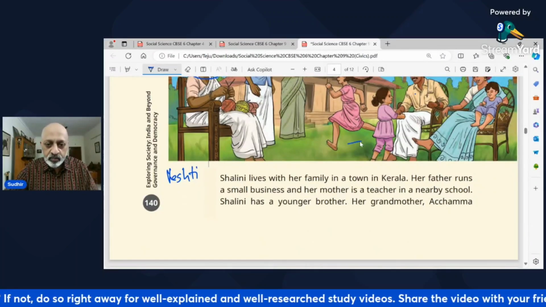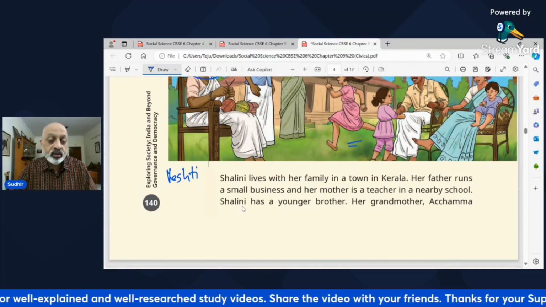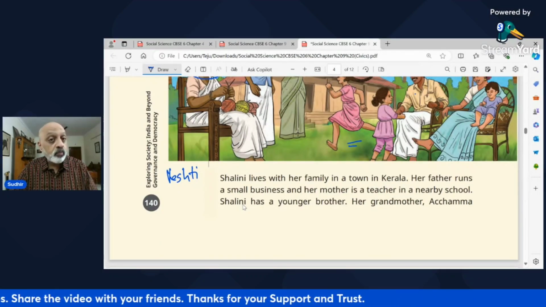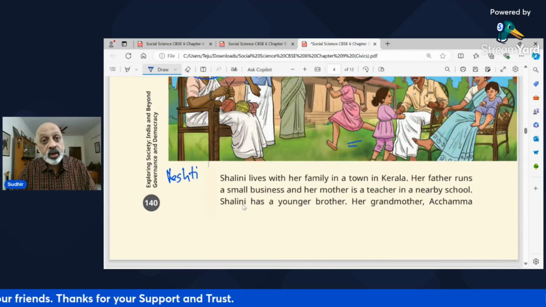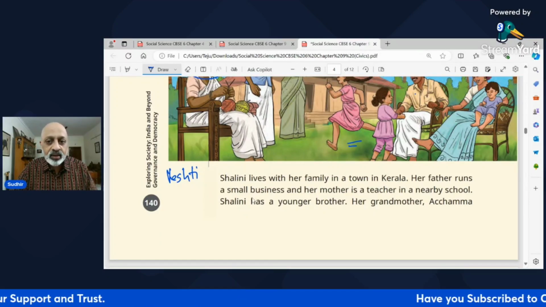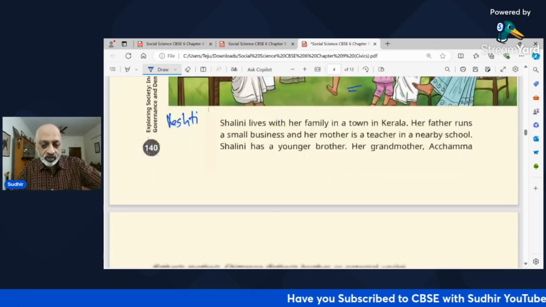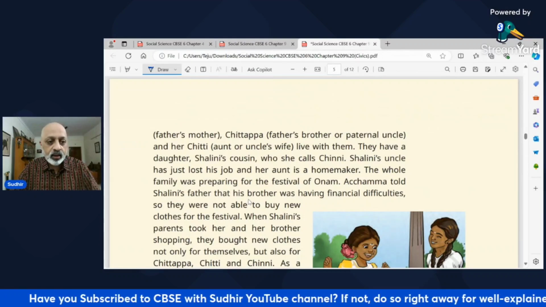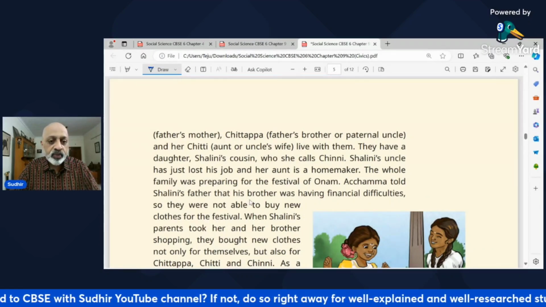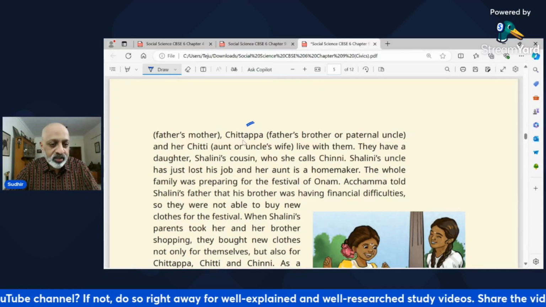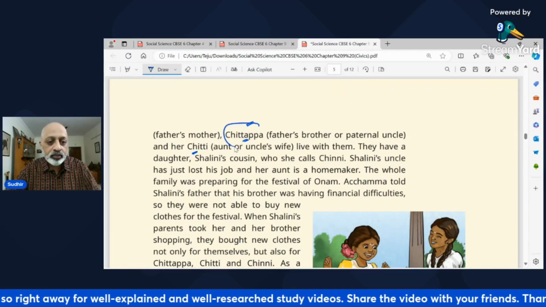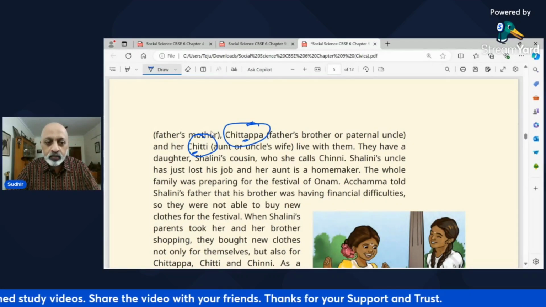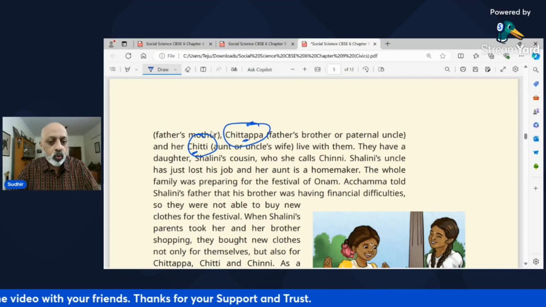So Shalini lives with her family. That is, this is Shalini most likely, living with her family in a town in Kerala. I come from Kerala, from Palakkad. Her father runs a small business, and her mother is a teacher in a nearby school. Shalini has a younger brother. Her grandmother, Achamma, that is the father's mother, Chittappa, who is the father's brother or paternal uncle, and her Chitti, that is his wife. Normally, in Kerala, these are more Tamil words. In Kerala, they don't call them Chittappa or Chitti, at least to the best of my knowledge. They have a daughter, Shalini's cousin, whom she calls Chinni.